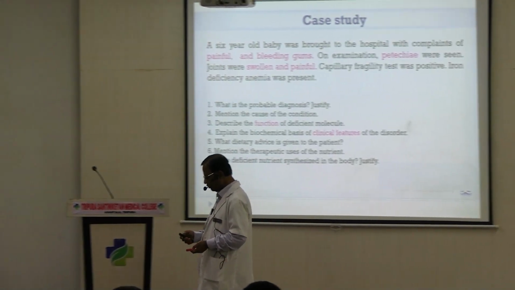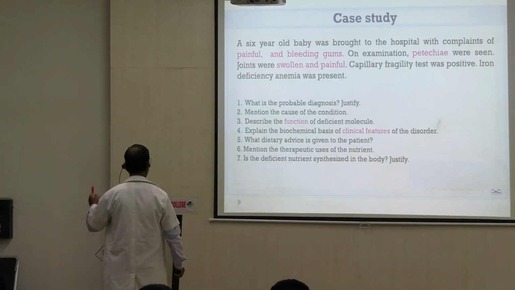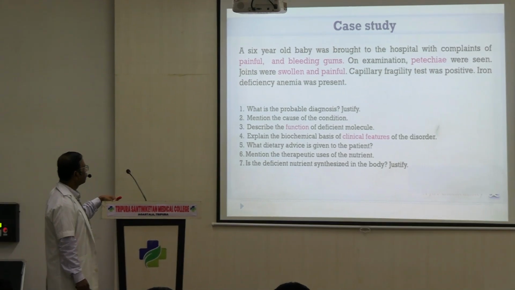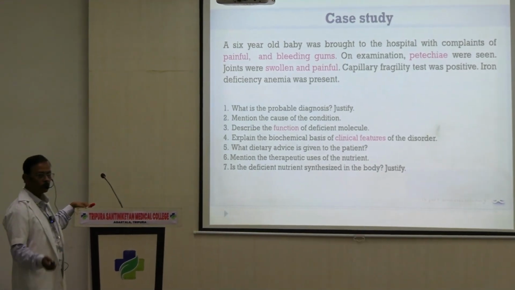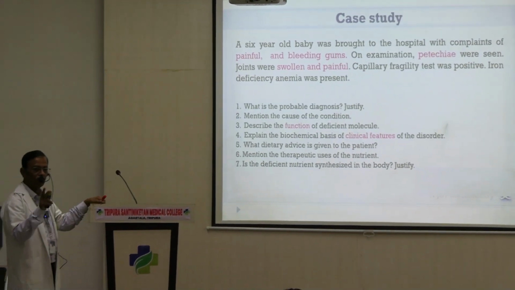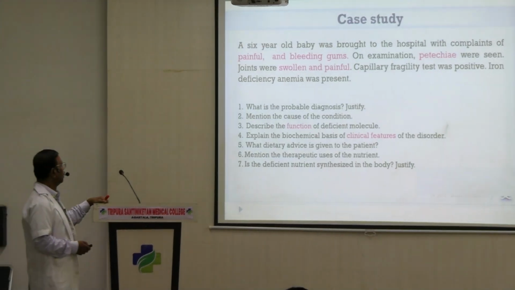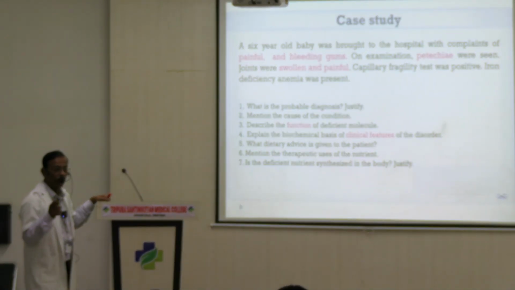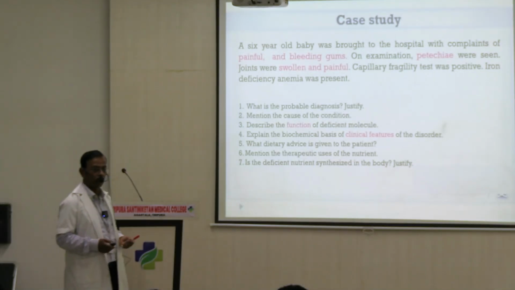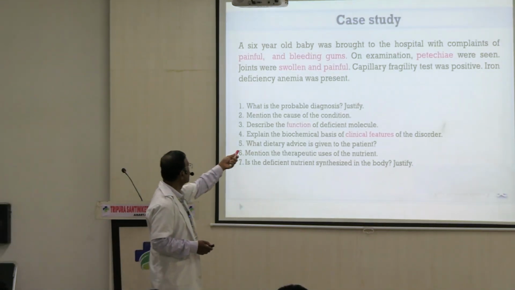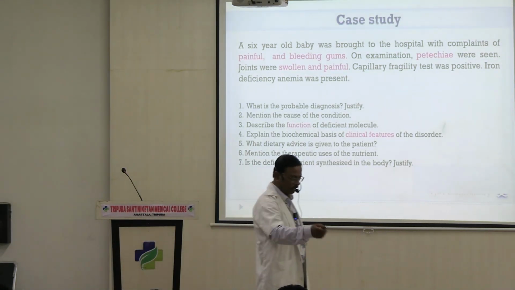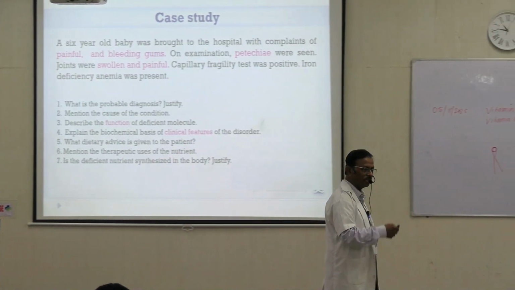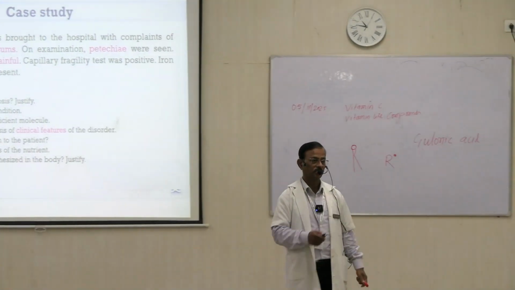It is vitamin C. The most common cause is vitamin C deficiency. Describe the function of the deficient molecule. So you have to describe the functions of the deficient molecule, which is vitamin C. Explain the biochemical basis of clinical feature. It is not that you will find out the clinical features here and write them down, petechial hemorrhage, joint swelling, these things. No. You have to explain why it is.